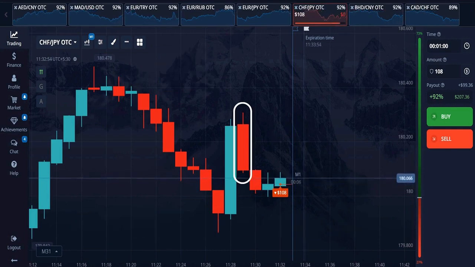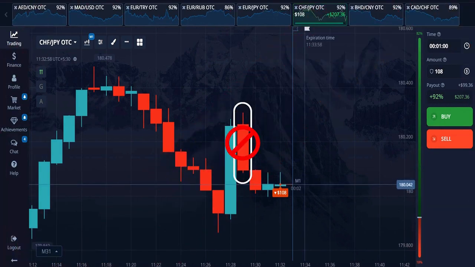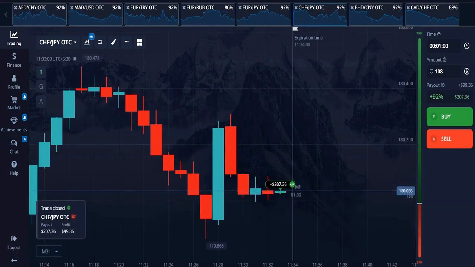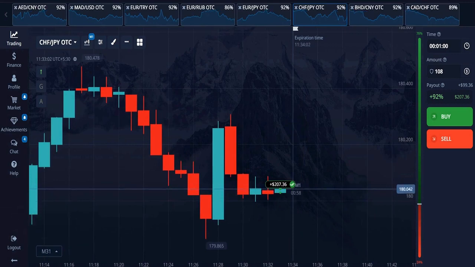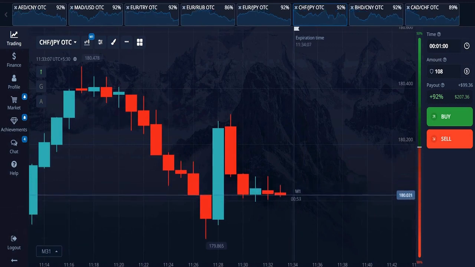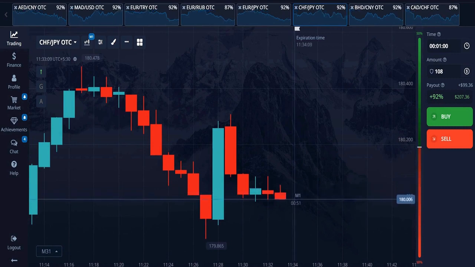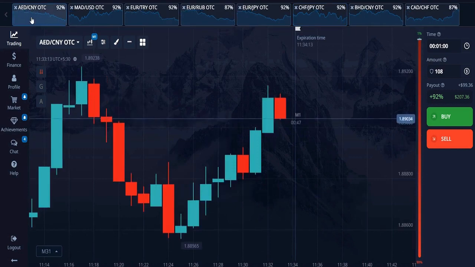Important notes. If the second candle is even half the size of the first candle, this strategy does not apply. This strategy works best in a trending market and is not ideal for ranging markets. Use a 1-minute time frame for the candles. The trade expiry is also 1 minute. This strategy works well in OTC markets, but I haven't tested it in real-time markets yet.